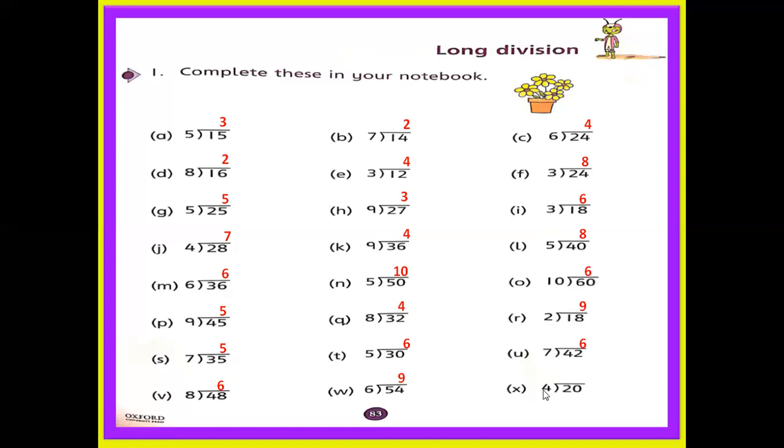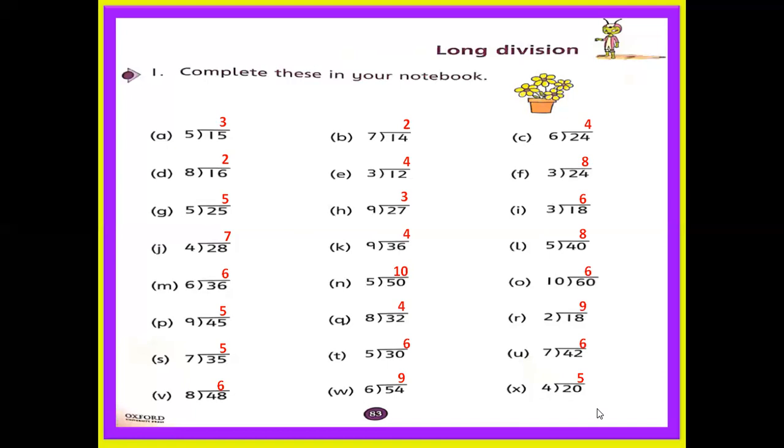20 divided by 4. This is the last part of this page. Read the table of the divisor. And what is the divisor here? 4. 4 ones are 4. 4 twos are 8. 4 threes are 12. 4 fours are 16. 4 fives are 20. Okay, boys.